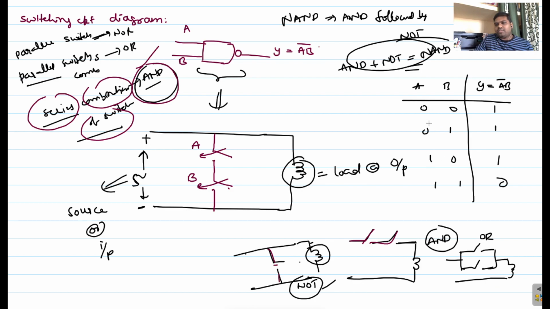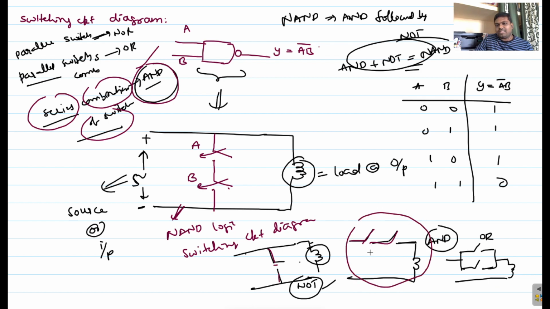So with any one input at 0, the NAND output is always 1. Then this switching circuit diagram satisfies the NAND logic. So this is the NAND logic switching circuit diagram, right? Okay, so this is AND logic, right?